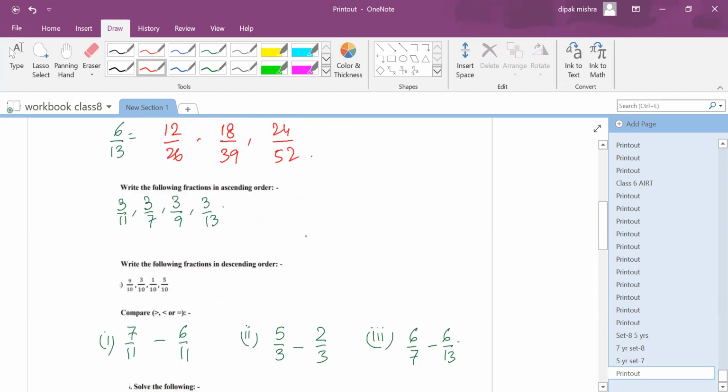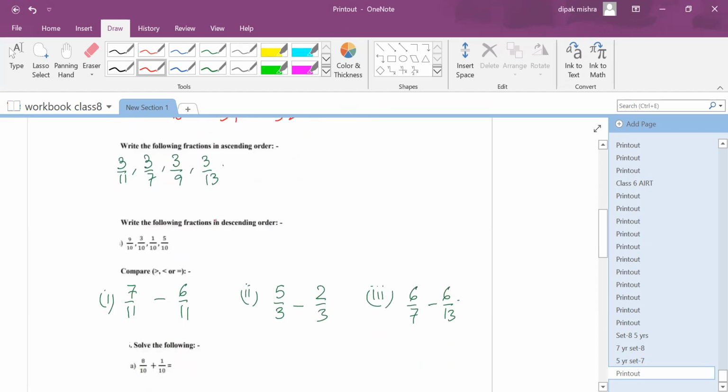Write the following fractions in ascending order. So if you see over here, the following fractions have to be written in ascending order. Now we know that when the numerator of a fraction is same and the denominators are different, then the fraction having the largest denominator is the lowest fraction, and the fraction having the lowest denominator is the largest fraction. Why? Because when the numerator is same, if you divide by a lesser number, then the value of the fraction increases.